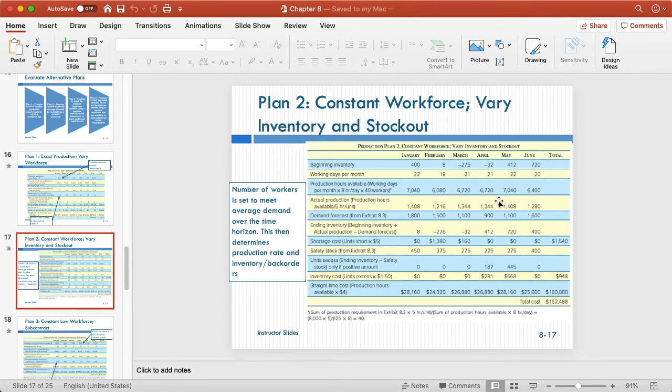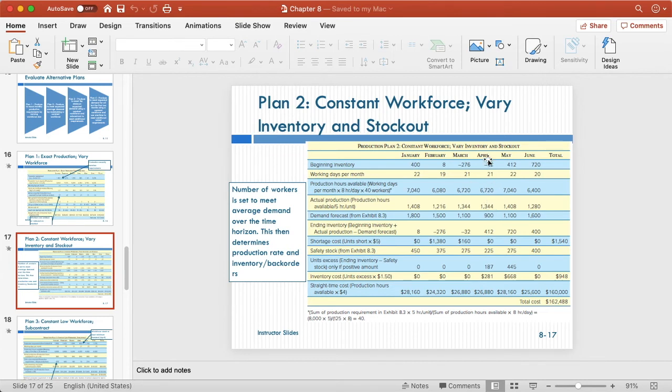All right. And then in April, beginning inventory is still a negative one. The production, you still use the same way to calculate the production hours available. You see, these two numbers are even the same. Why? Because the working days for these two months are the same. The regular hours are always 8 hours per day, and you always have 40 workers for different months. That's why the amount is the same. The production amount is also the same.